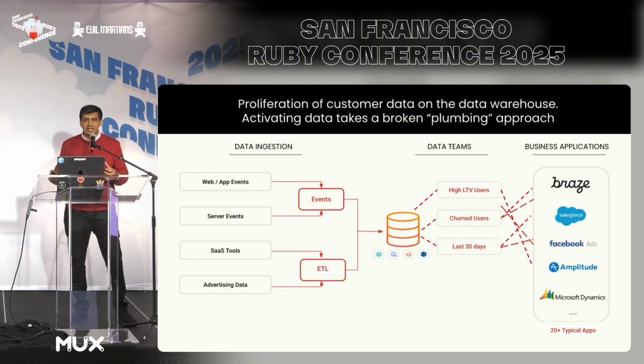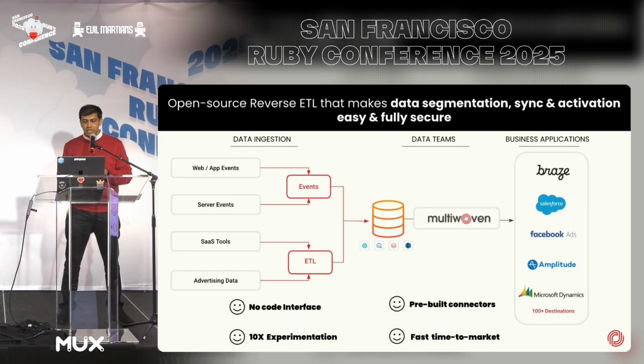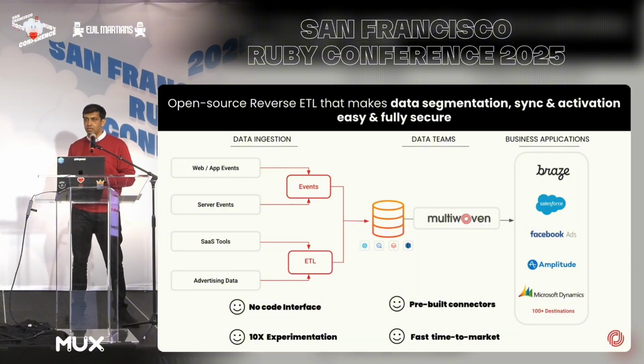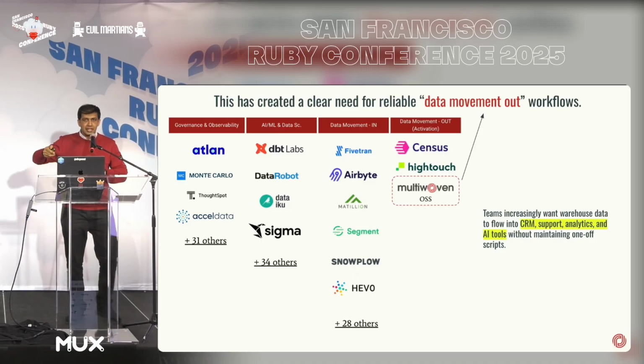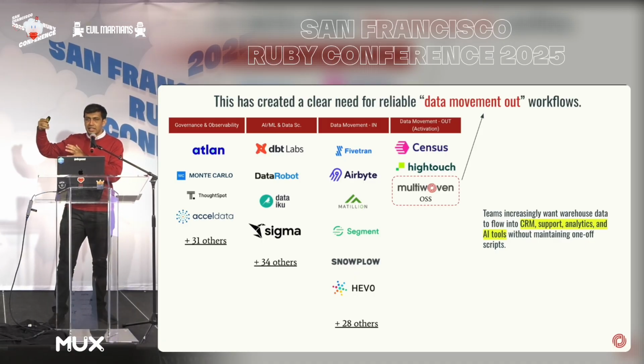So that's when we decided to build something called Multiwoven that sits in between your data warehouses and your business tools. It helps teams one-click connect to multiple data sources, and helps teams experiment faster by sending the data from the warehouse to these business tools. We sit where there is a clear need for data movement out.